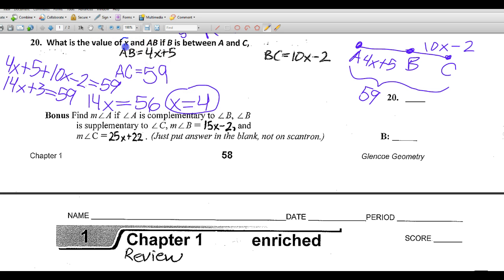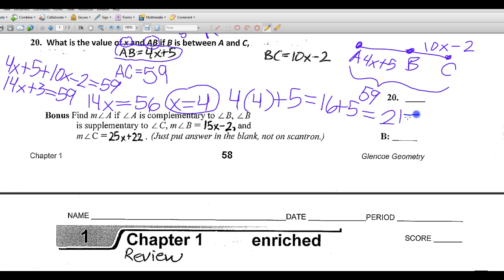So we have X. We also want to find the length of AB. So we want to substitute it in here. So that would be 4 times 4 plus 5. The length of AB is 21.